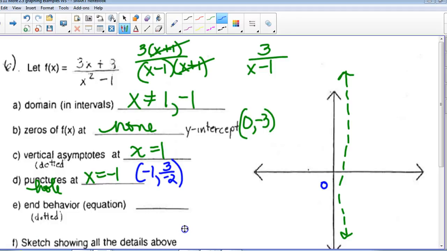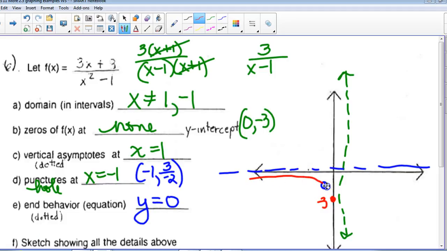Okay, it doesn't ever cross the x-axis. End behavior? It's bottom heavy, so it's y equals 0. It does cross over here at -3, or down here at -3. So I'm thinking all it's got going on is this. Well, pretend I hit that dot. It's a very big dot right there.